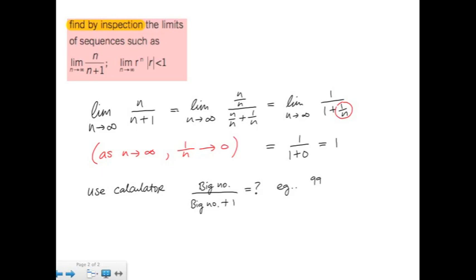Example, just even a reasonably large number, say 999 divided by 999 plus 1. Well, 999 divided by 1000 is 0.999. And you can see on the calculator, this approaches the value 1. And this is sufficient for Leaving Cert, that you could work this out.